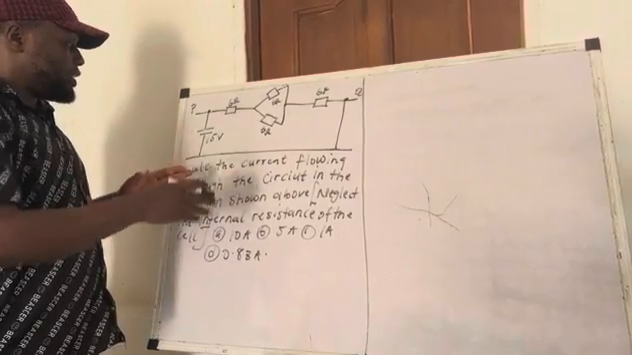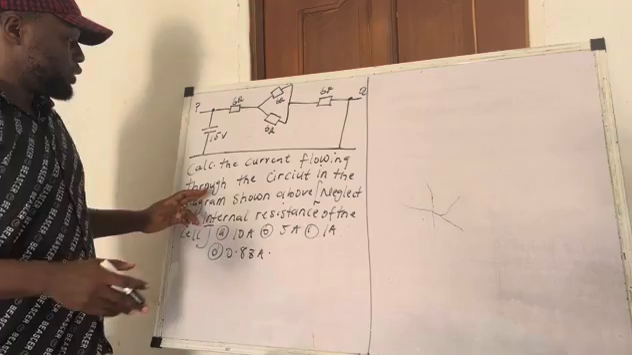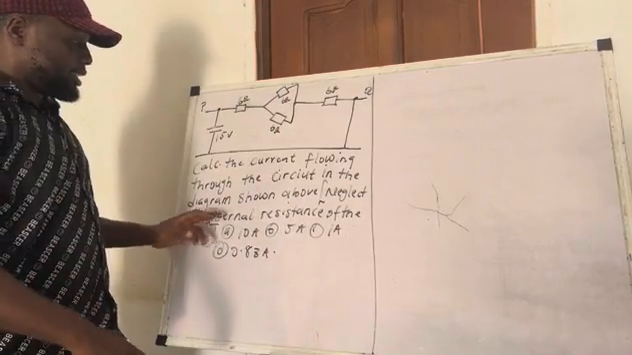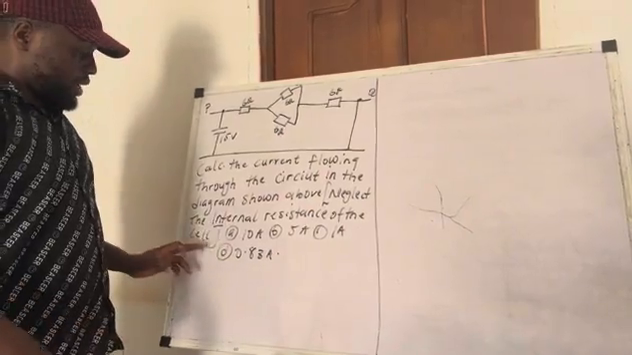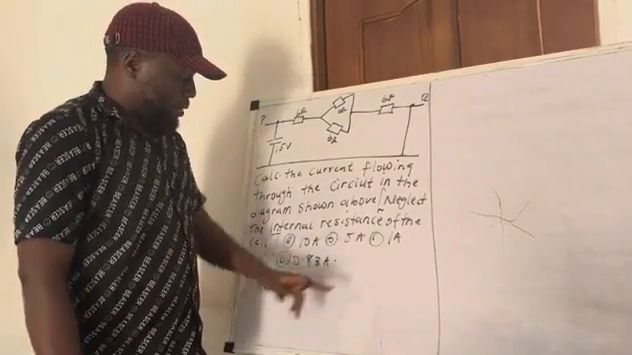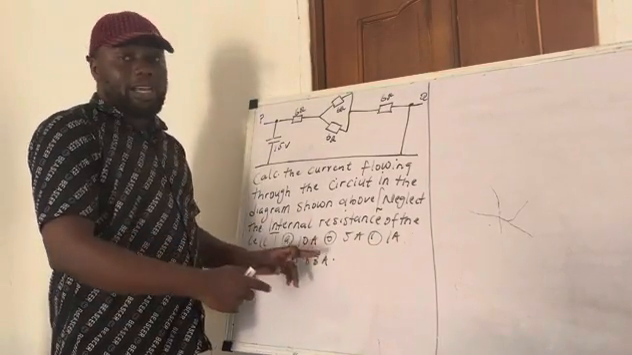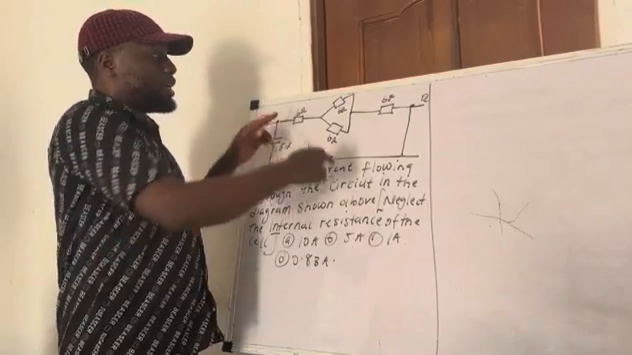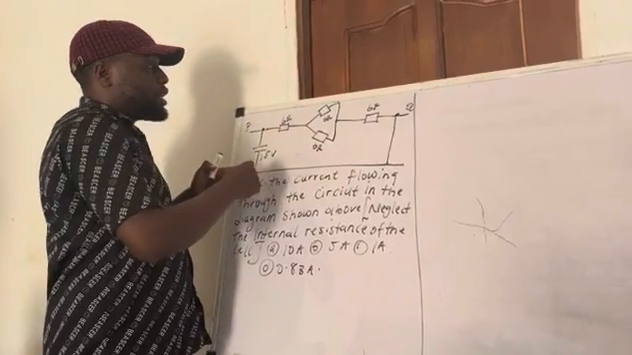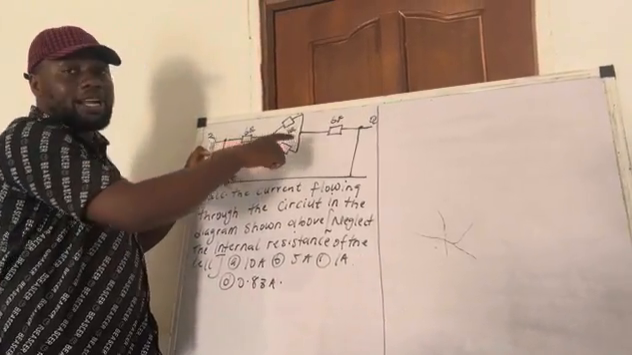Calculate the current flowing through the circuit in the diagram shown above, neglecting the internal resistance of the cell. We are given the options as 10 ampere, 5 ampere, 1 ampere, and 0.83 ampere. So, we want to calculate the current flow in this circuit. Please don't forget this circuit is a series-parallel connection.